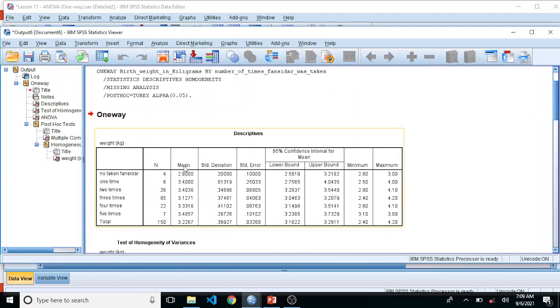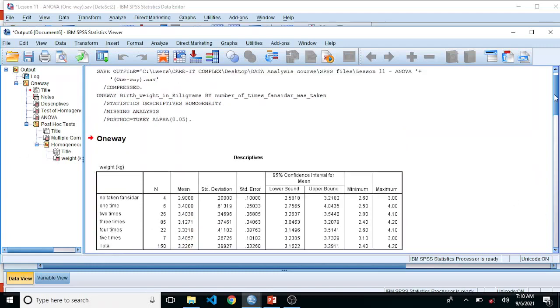If you look at the mean, for 2 times we have 3.4, and for 3 times we have 3.1. This means that the pregnant women who took Fansidar 2 times gave birth to children with a higher birth weight than those who took Fansidar 3 times. Interesting. Okay, that is it.